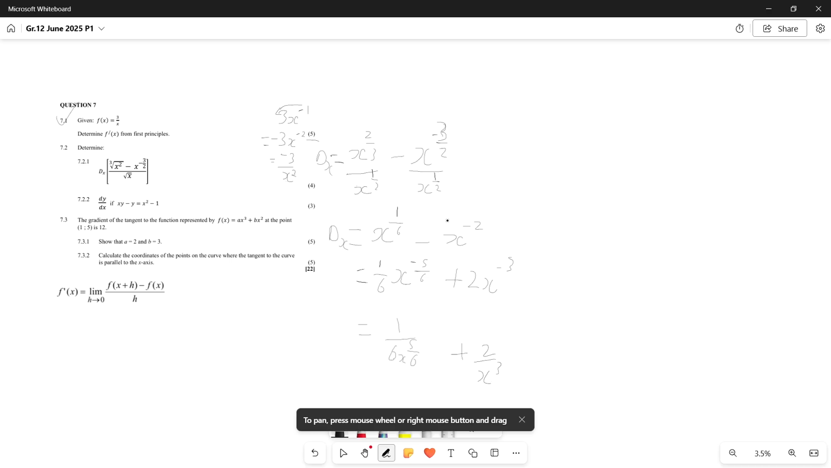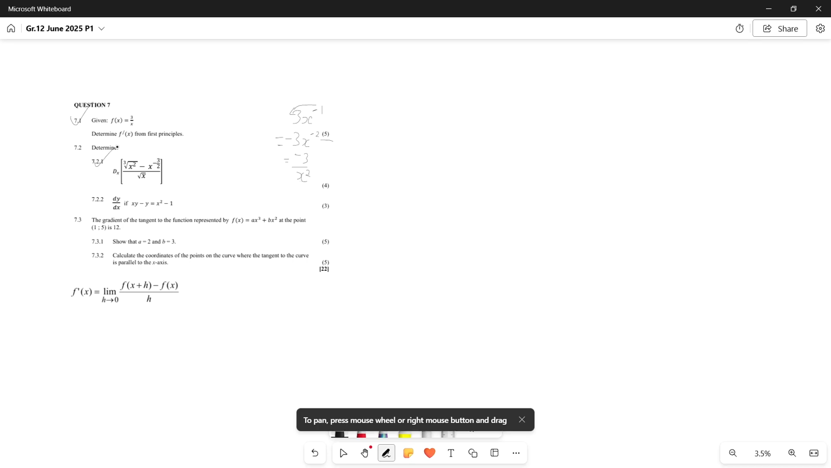So your teacher is probably going to suggest that you always leave your answer with a positive exponent, but the prelims and the finals, they don't mind whether it is a negative exponent or a positive exponent. It's just good habit to leave it with a positive exponent. Okay, great. That was 7.2.1.